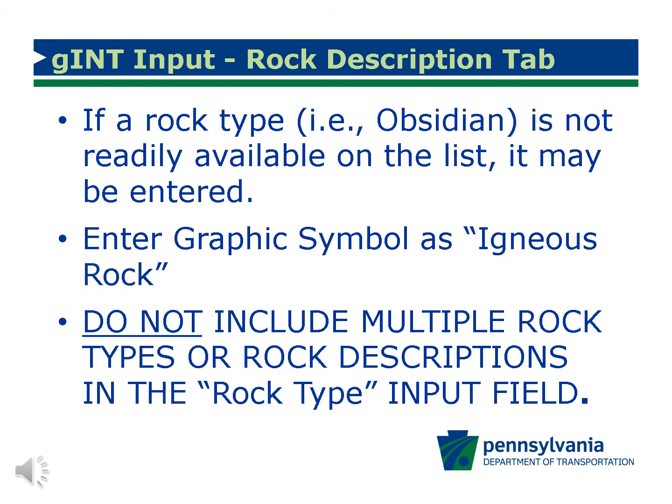If you aren't able to find the specific rock type that you were looking for in the drop-down list, it may be entered manually. That is, a rock type of obsidian is not available from the drop-down list, so the user should enter obsidian. In the corresponding graphic symbol field for the rock type, the user should select the graphic symbol for igneous rock. Please do not include multiple rock types or rock descriptions in the rock type input field.